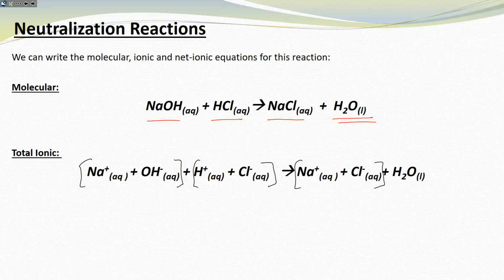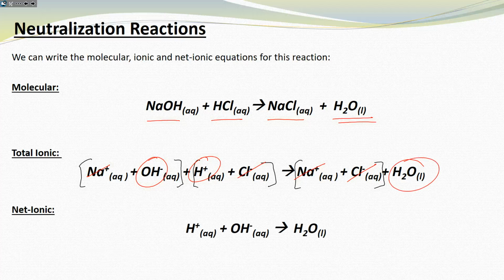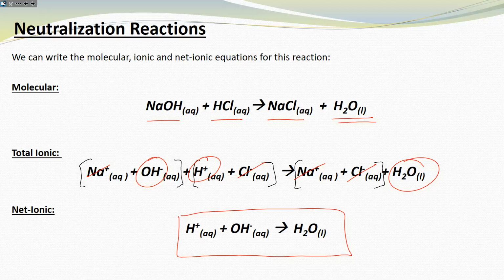But looking at this, what you see is the sodiums cancel and the chlorides cancel. So we've gotten rid of our spectator ions, and what's left is H plus and OH minus making H2O. So our net ionic equation is just that. H plus plus OH minus makes H2O. And this is your net reaction. And actually, all acid-base reactions should have this as their net. One H and one OH makes H2O.